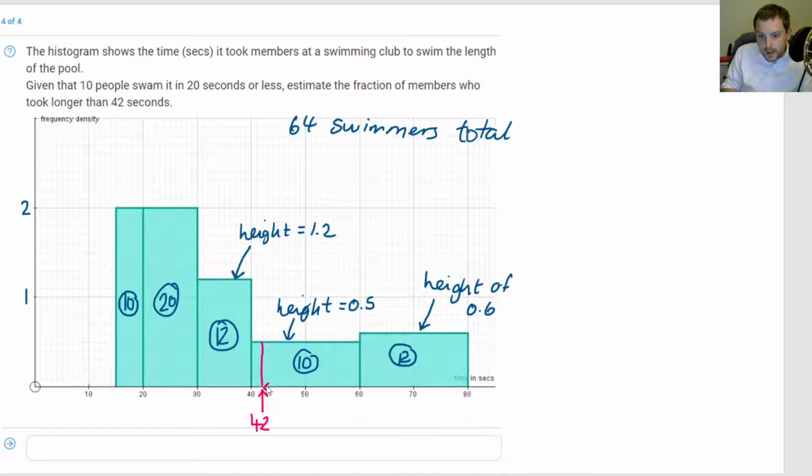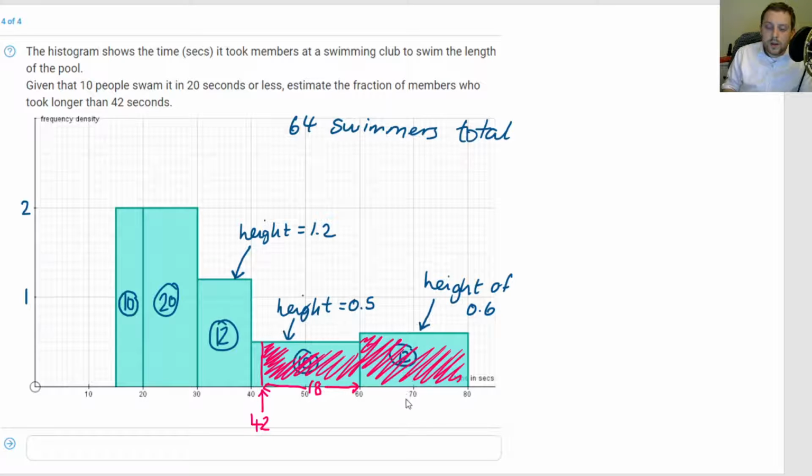This is a distance now of 18 along instead of 20 along, because what I actually want is this area and this area. Right, because all the area that I've coloured in there, that's the swimmers who took longer than 42 seconds. So I already know that this bit's 12. Right, I coloured over that actually, you can kind of still see it.